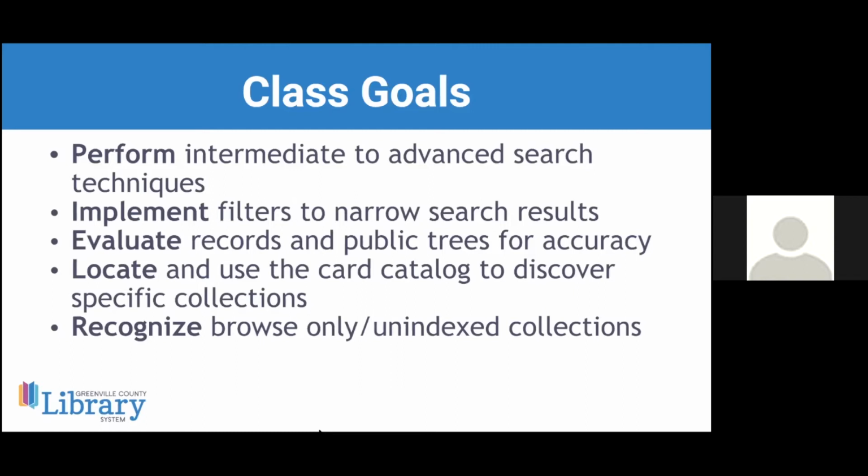Okay. We're neck and neck on the intermediate to advanced search tips. Oh, it's leading right now. Okay. I'm going to end the poll. It looks like performing the intermediate to advanced search tips was the top choice, and then locating unindexed collections was the next one. So I'll share those results with you. Okay, awesome. Always like to get feedback of what you all are interested in learning.